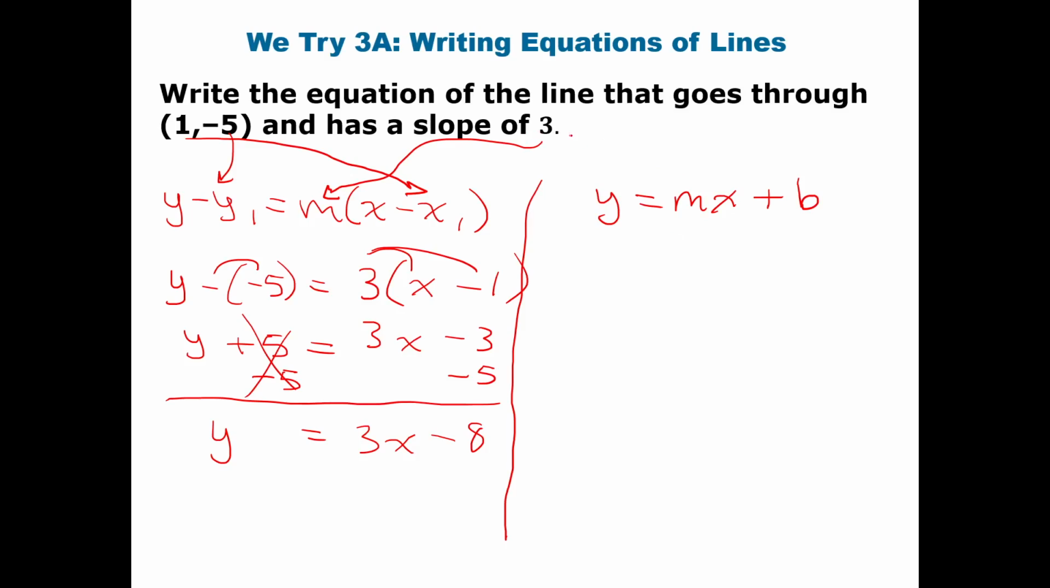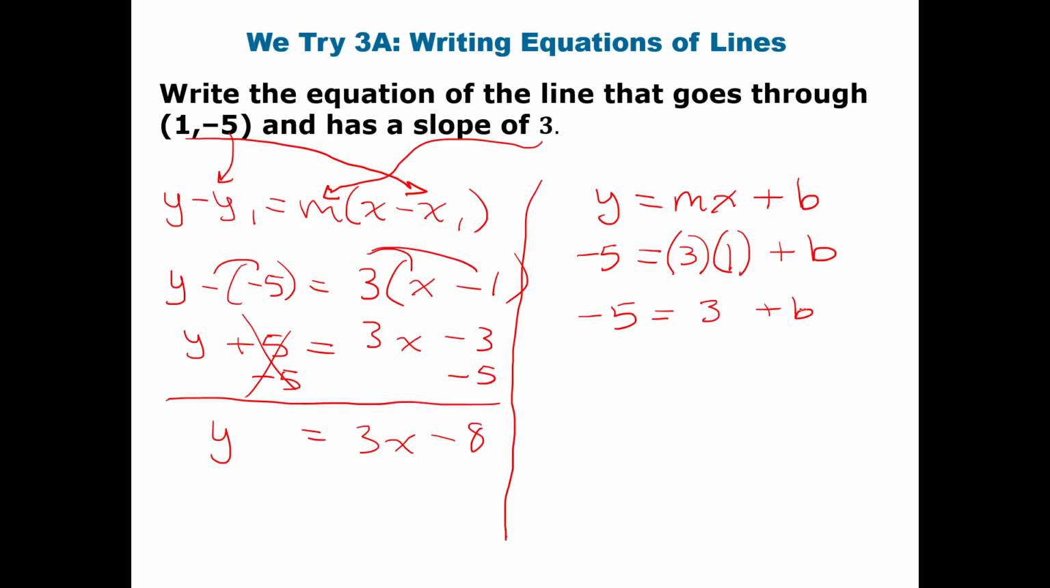Okay, I know my slope, so I'm going to plug it in. I know an x and I know a y, and let's solve for b. So my slope is 3. My x is 1. I don't know what b is. I'm trying to find it. And I know that my y is negative 5. Let's do it from here. 3 times 1 is 3.